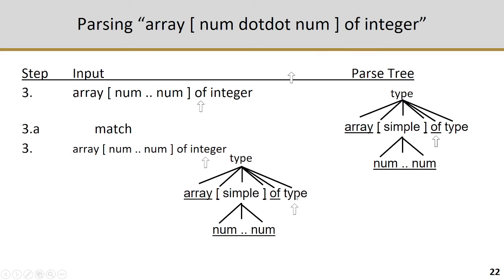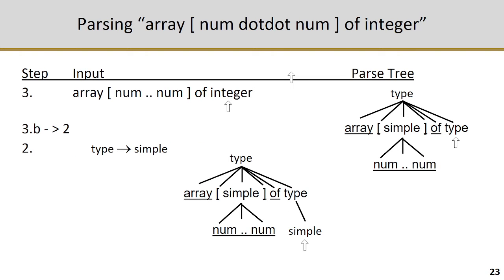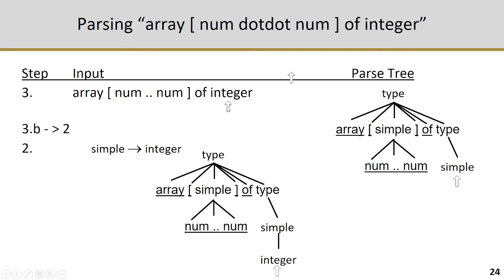So at this point, since type is a non-terminal, we have to select the appropriate derivation rule, and we try to apply the type to simple rule first. So simple is placed in the parse tree, and the position in the input remains the same, so we try to derive integer here. And the first rule for simple is simple to integer, so we place integer here.